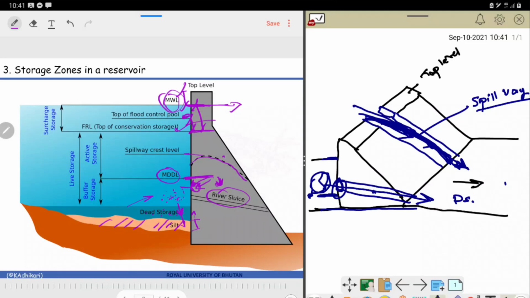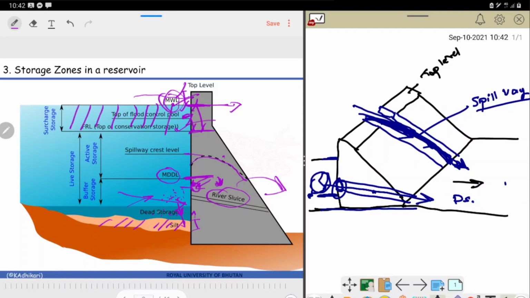Now if the water level exceeds this, there could be so much force on this dam that the dam can topple. Because of this, this is the safety feature. So above this level, you are not supposed to keep the water. Now the storage above the normal conservation storage is what we call surcharge. Surcharge itself means extra. Okay, it's carrying extra load.